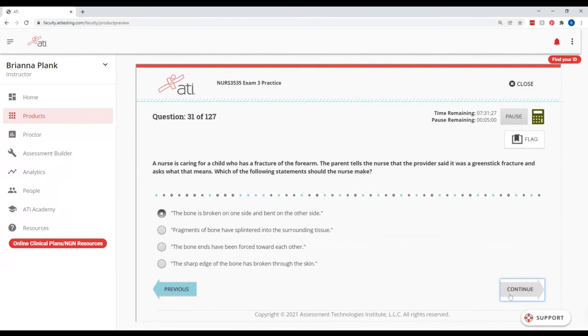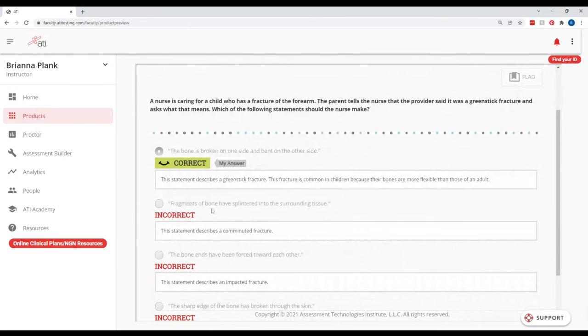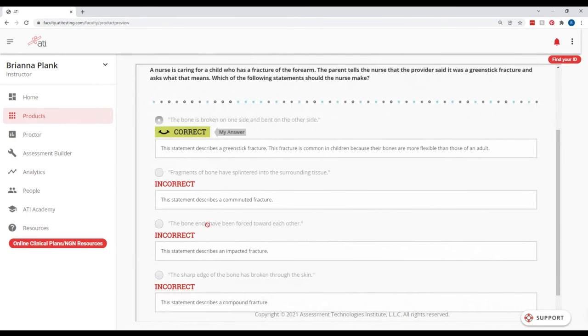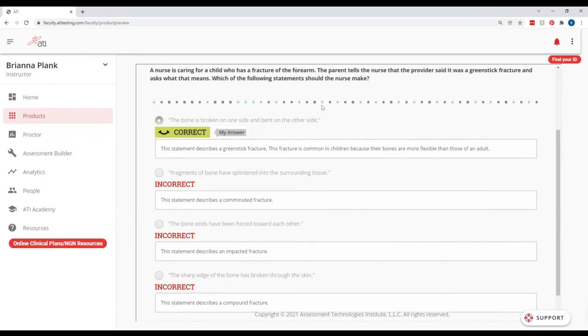A for this one, yeah, I think that's right. So green stick fracture, fragments of bone have splintered in the surrounding tissue would be a comminuted fracture. Bone ends forced into each other is an impacted fracture. Sharp edge of the bone has broken through the skin is a compound fracture. So pretty easy to guess, I think.